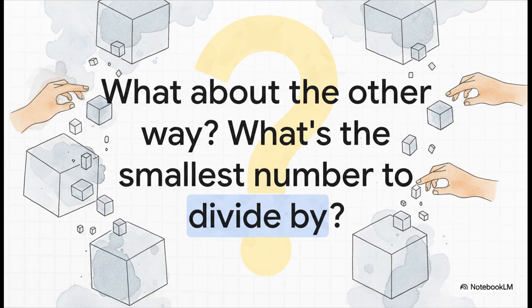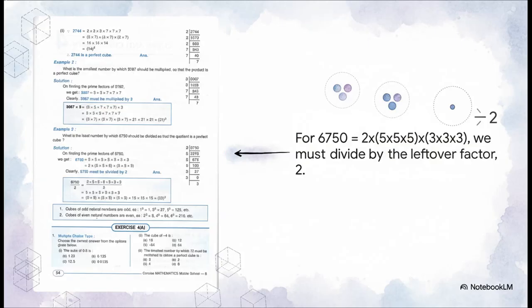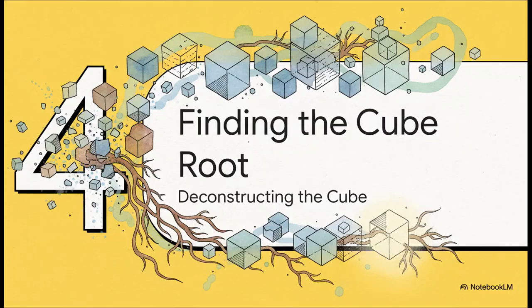We don't always have to add to the structure, though. There's another way. We can also make a number perfect by just getting rid of the extra leftover parts that are messing things up. So let's take 6750. Its prime factors have a triplet of 5s and a triplet of 3s. So far, so good. But you see that single factor of 2 just hanging around? That's the piece that doesn't fit. To make the structure perfect, we just divide that extra part out. Simple as that.